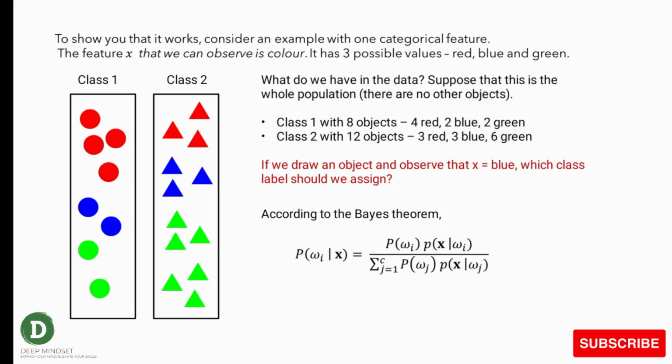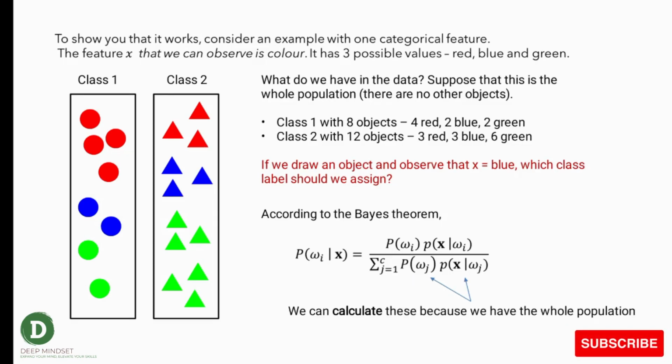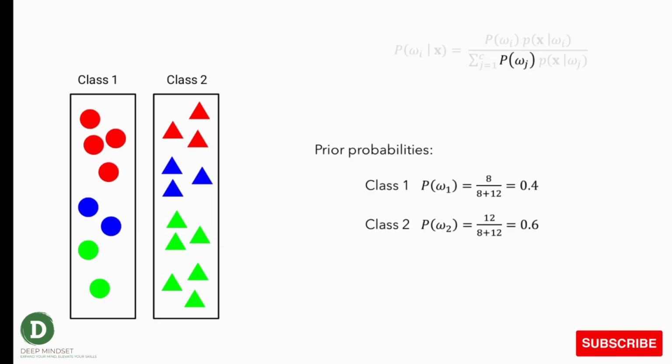Well, according to Bayes' theorem, let's work it out. We can estimate these bits, but actually we can calculate the rest of it because we have all of the data. There's no other data possible in the world. So let's work out the prior probability of each class. Class 1 has 8 objects out of 8 plus 12, the total number of objects we've got. So 8 out of 20, which means that the prior probability of it being class 1 is 0.4. The prior probability of class 2 is 12 out of 20, the same 8 plus 12 on the bottom, because that's the total number, and there are 12 in class 2. So the prior probability of it being class 2 is 0.6.